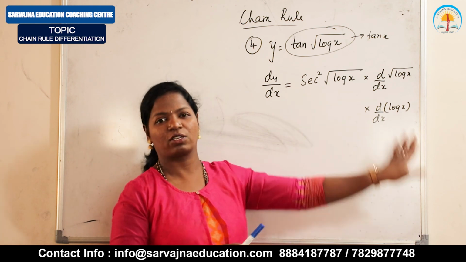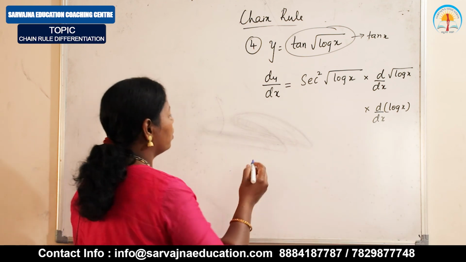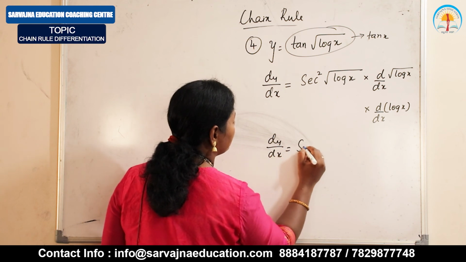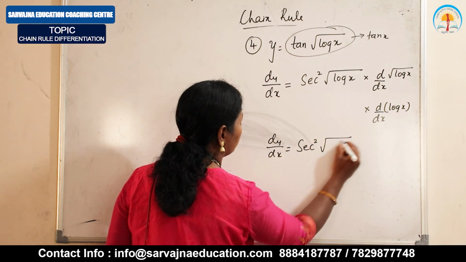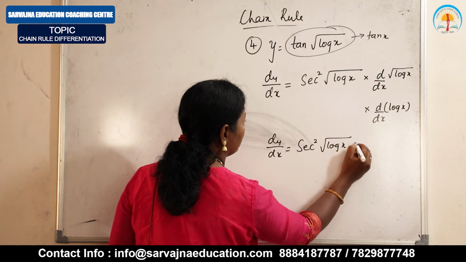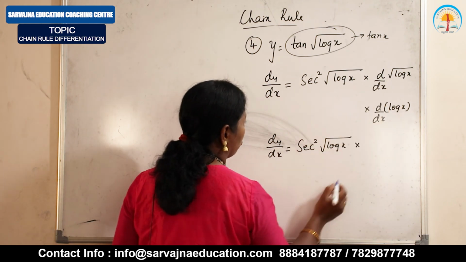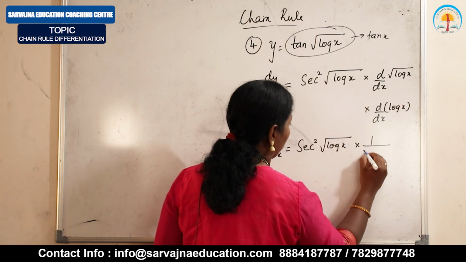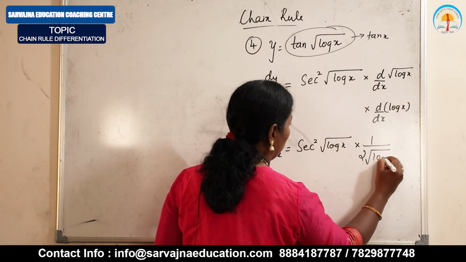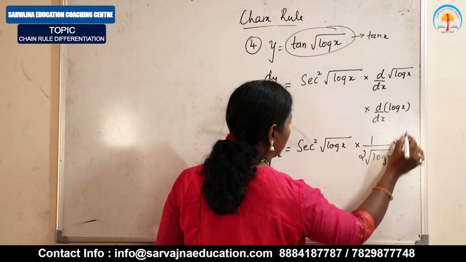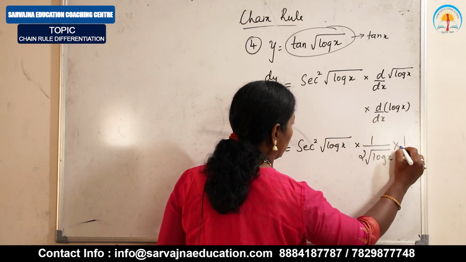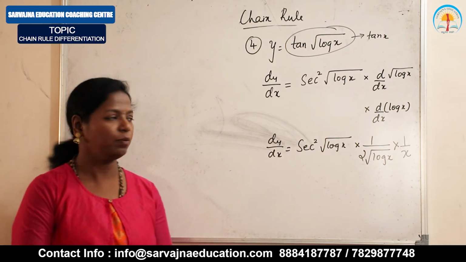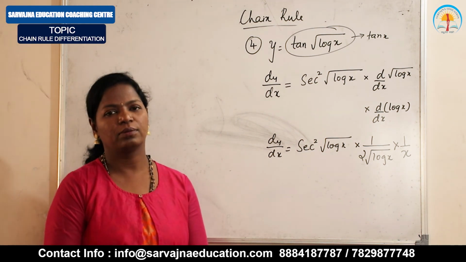So there are three functions, correct? So dy by dx is equal to secant square root log x into differentiation of root log x, which is 1 by 2 root log x, because it looks like root x, no? Into differentiation of log x, which is 1 by x. This is exactly the step by step method.